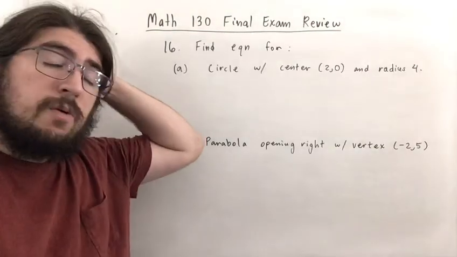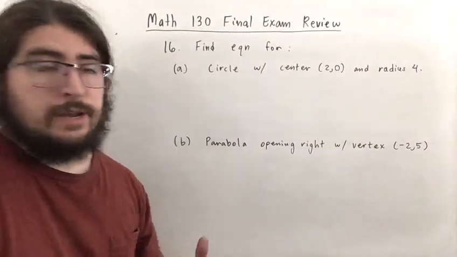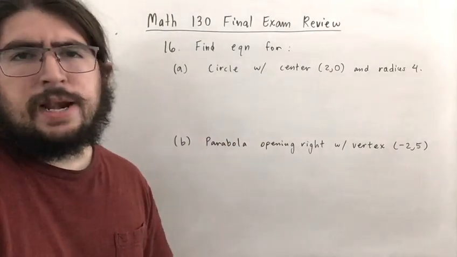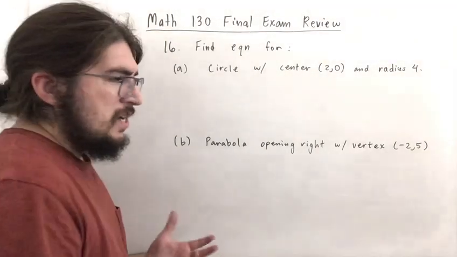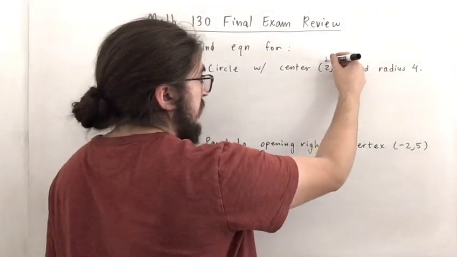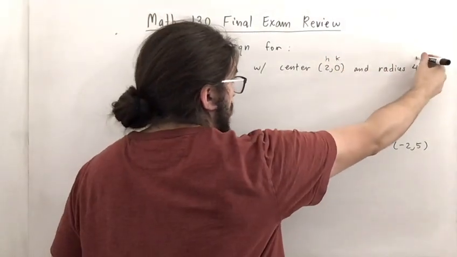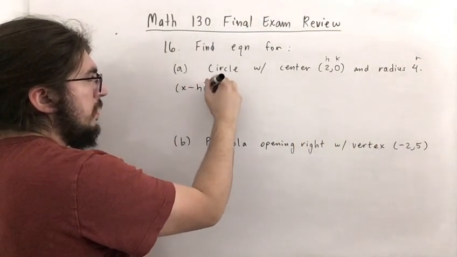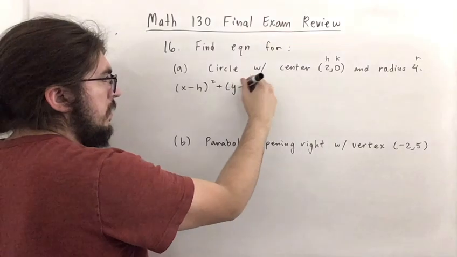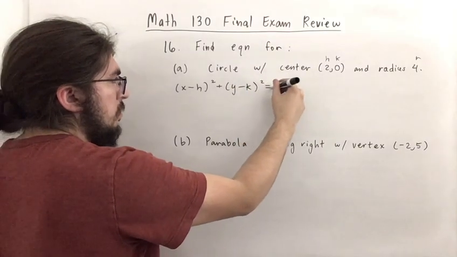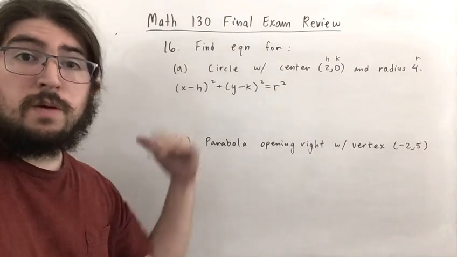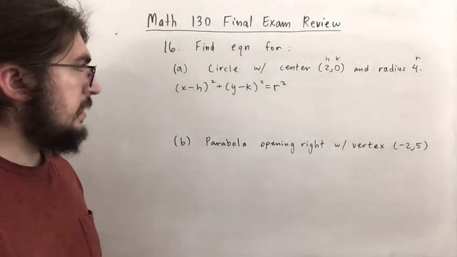Okay, so for 16 here, we're asked to find an equation for each of these scenarios. For part A, we have a circle with a center of (2, 0) and a radius of 4. Now this is a pretty generic thing. When you have a circle of center (h, k) and radius r, then the equation of the circle is (x minus h) squared plus (y minus k) squared equals r squared. Essentially, it comes from the distance formula, just squaring both sides to cancel the radical in the distance.